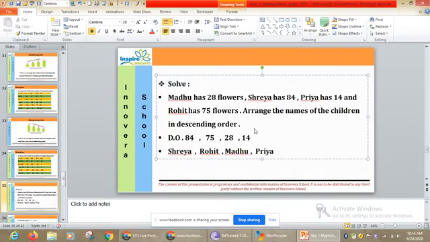And what will be the ascending order for this? If I ask you the ascending order, how are you going to write it? The ascending order of the same question. If I ask you, arrange the names in the ascending order. So ascending means what? From small to big. So the first name will be Priya, then Madhu, then Rohit, and then Shreya.